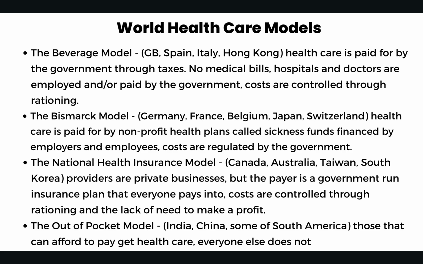The Bismarck model, which is in Germany, France, Belgium, Japan, and Switzerland: healthcare is paid for by nonprofit health plans called sickness funds that are financed by employers and employees, and the costs are regulated by the government. There's also the national health insurance model, which is in Canada, Australia, Taiwan, and South Korea. Here, providers are private businesses, so doctors and hospitals are private employees, but the payer is a government-run insurance plan that everyone pays into, and costs are controlled through rationing and the lack of a need to make a profit, because the government is providing health insurance and the government is not making a profit on that.